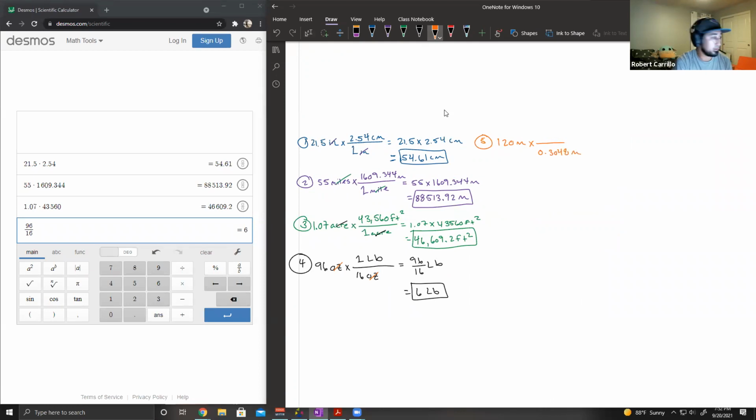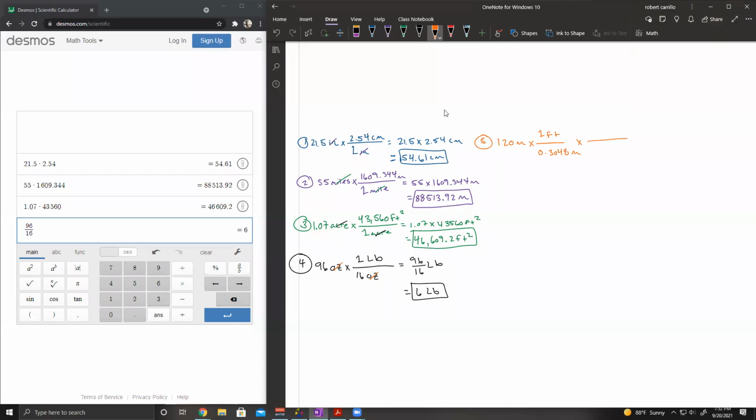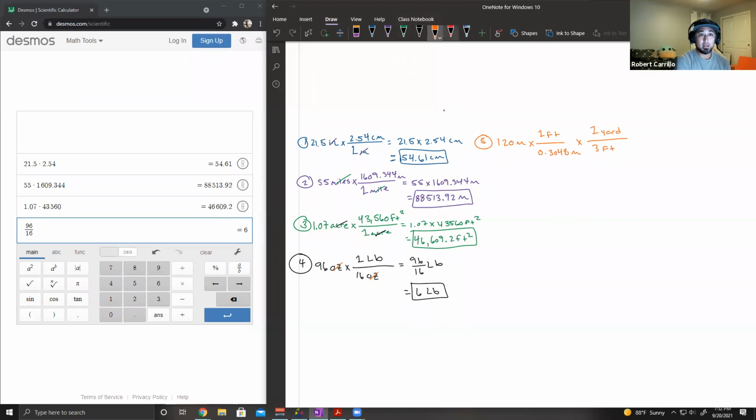If that is true, then from the conversion table above, we know that there are 0.3048 meters in 1 foot. And then we have to set up another one. How many feet are in 1 yard? 3 feet. So we know that 3 feet are in 1 yard. Now your units, meters are gone, feet are gone. We're just left with yards.